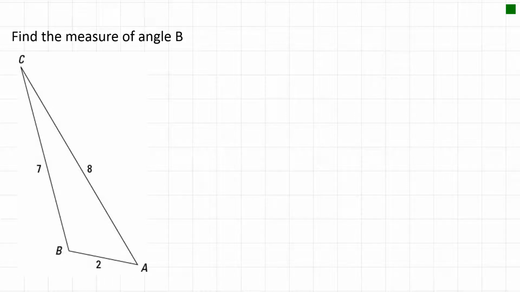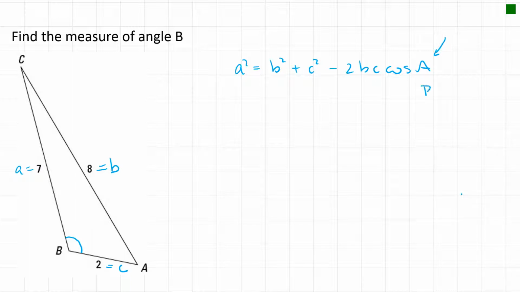Let's start by labeling our triangle. This side is little b, little c, and little a, and we want to find angle B here. So that means I start with my cosine law equation that I have on the formula sheet, and I realized I don't want angle A, I want angle B. That means that everything has to change.